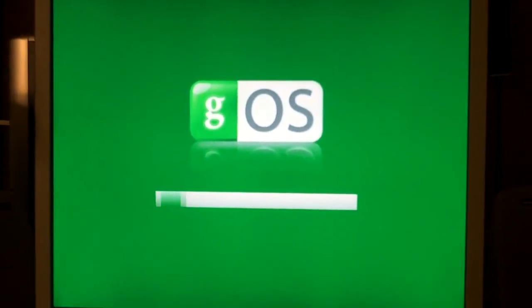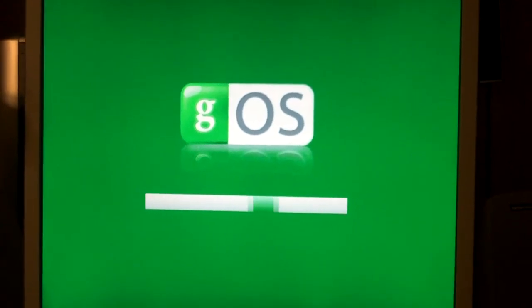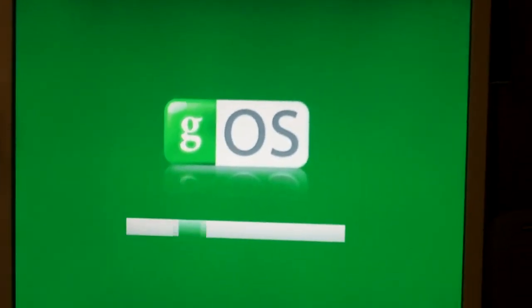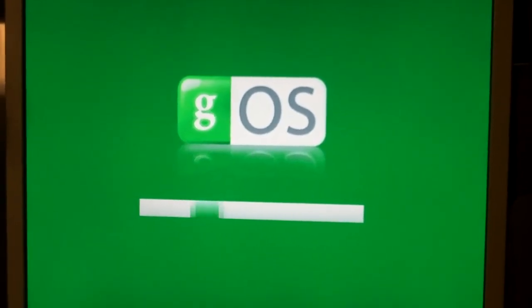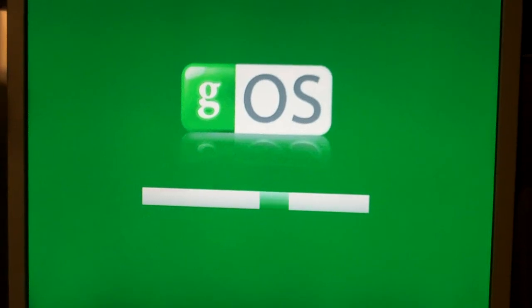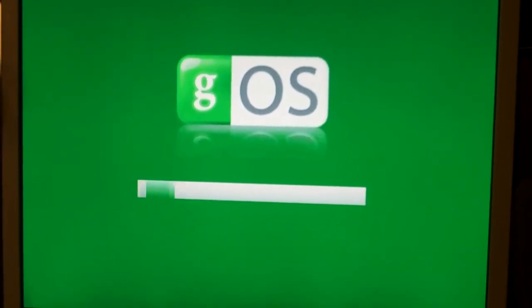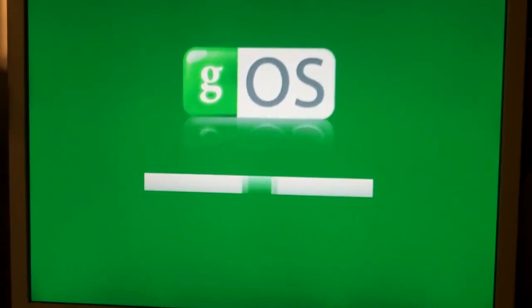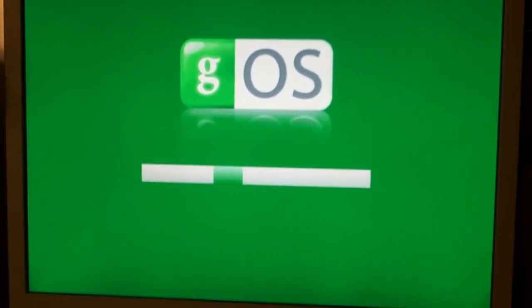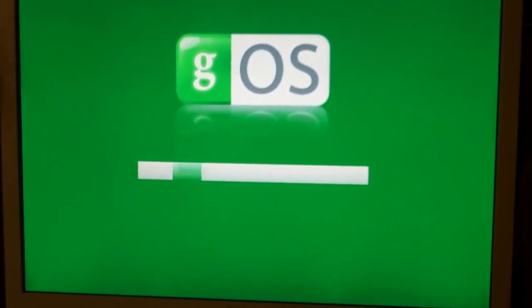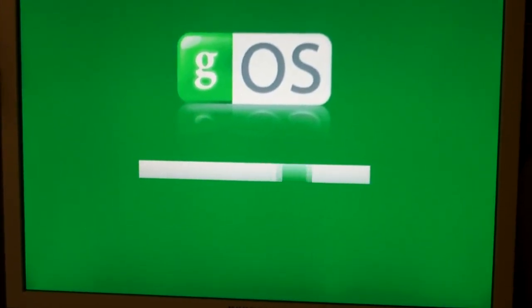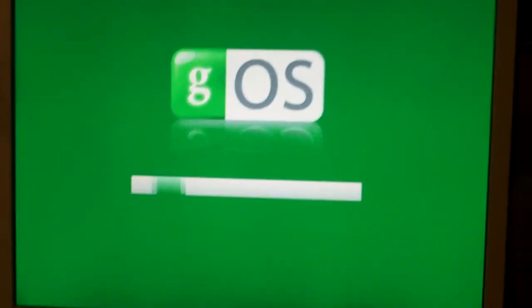This is what it looks like when you boot. I'm booting from a CD on an XP machine. This is an AMD 4800 plus dual core processor, 2.2 gigahertz. It's got a 7500 RPM Western Digital drive.